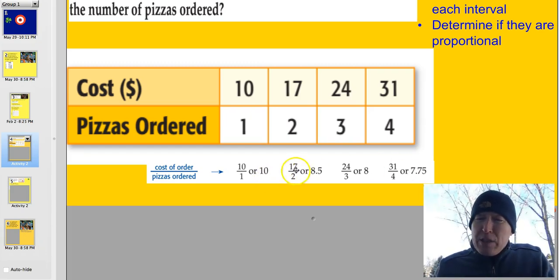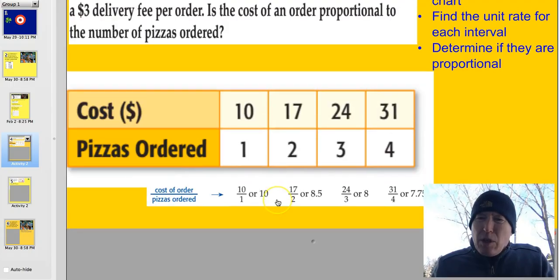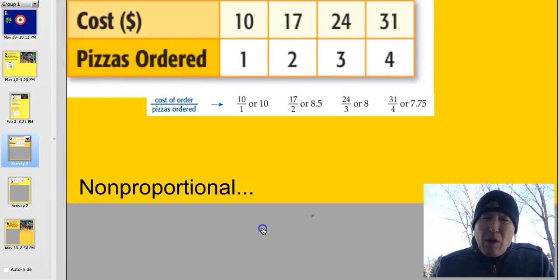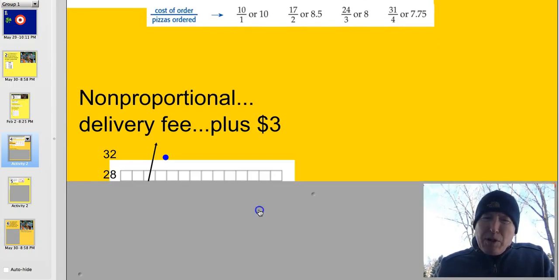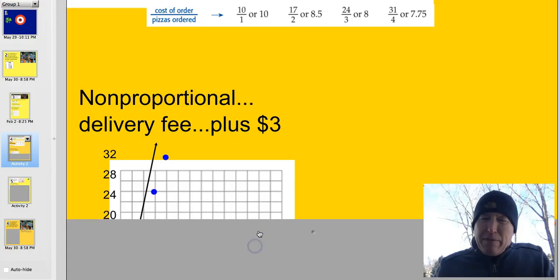And you see how the price dropped from $10 to $8.50 down to $8, down to $7.75. Interesting, right? So is this proportional? No, this is not proportional. It's because of that delivery fee of that plus 3.